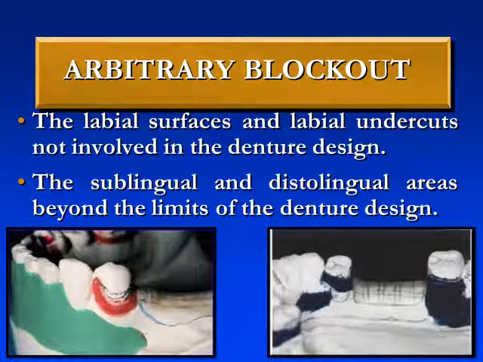The third type of the blockout is the arbitrary blockout. Arbitrary blockout is placed on the labial surfaces and the labial undercut which are not involved in the denture design, as we see here by the green area. This area is not involved in the design of the removable partial denture, so it should be blocked out by arbitrary blockout. Also, the sublingual and distolingual areas beyond the limit of the denture design are also blocked out by arbitrary blockout.